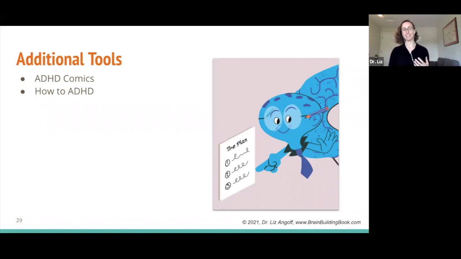The ADHD comics are also awesome because there's so many of them. And there's always a few that really ring true for this child's experience to bring some levity to the moment.